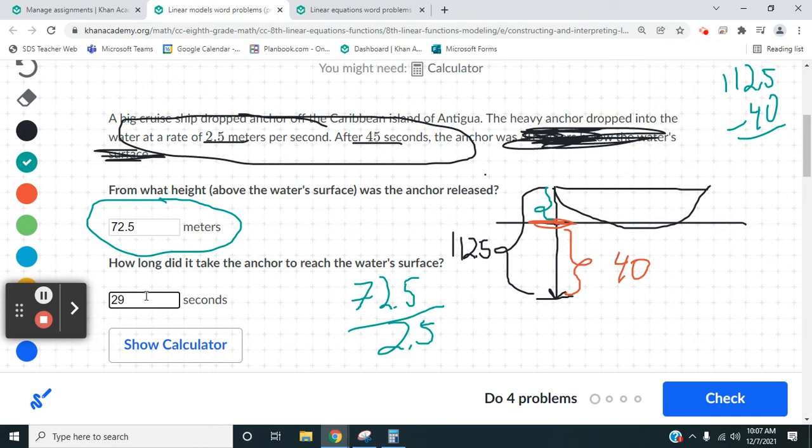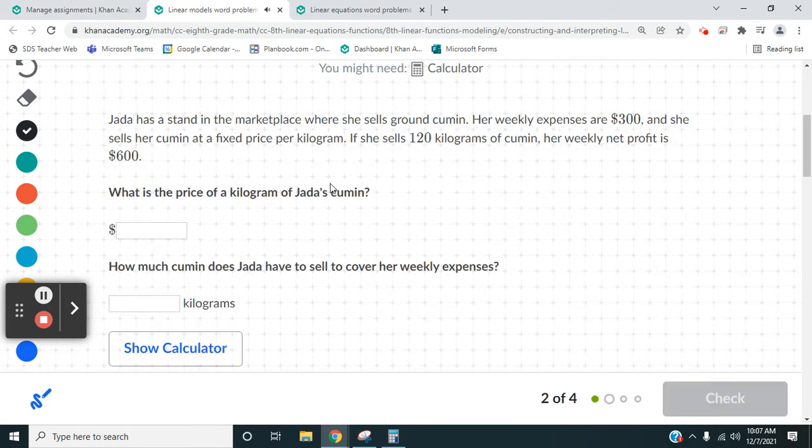Yeah, it's a nice slow anchor drop. Nice and easy. They didn't just throw it, they were like, low. Super heavy. We don't want to make a big splash. That sort of thing. Let's do one more of these.